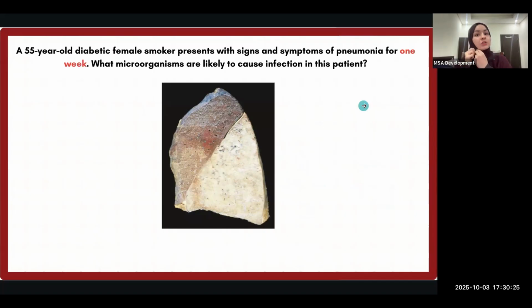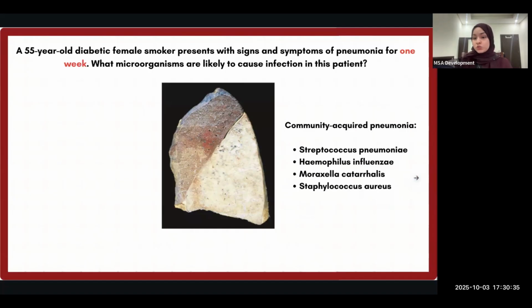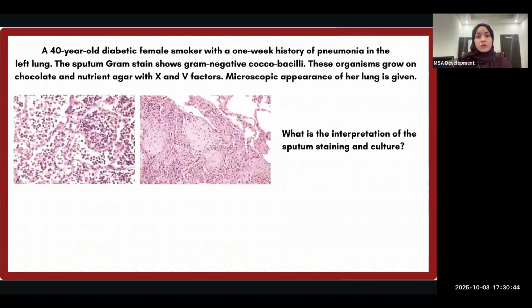What microorganisms are most likely to cause infection in this patient? So the question is basically: what are the most common causes of community-acquired pneumonia? So you have strep pneumo, Haemophilus, Moraxella catarrhalis, and Staph aureus. Memorize these very well.